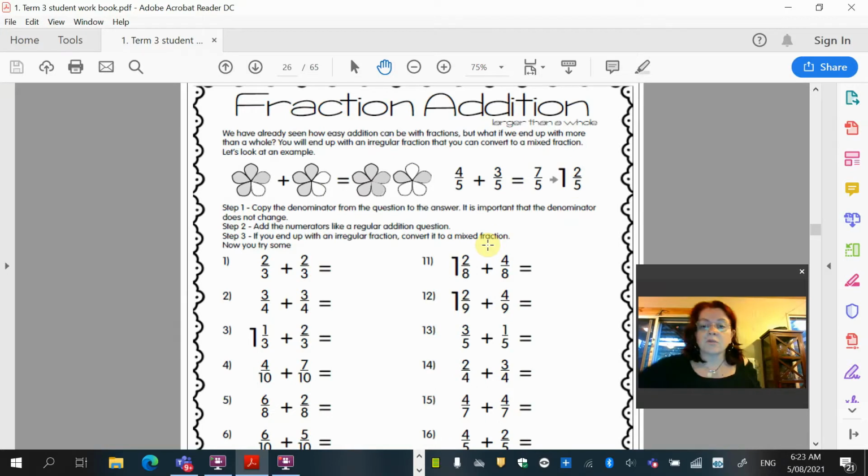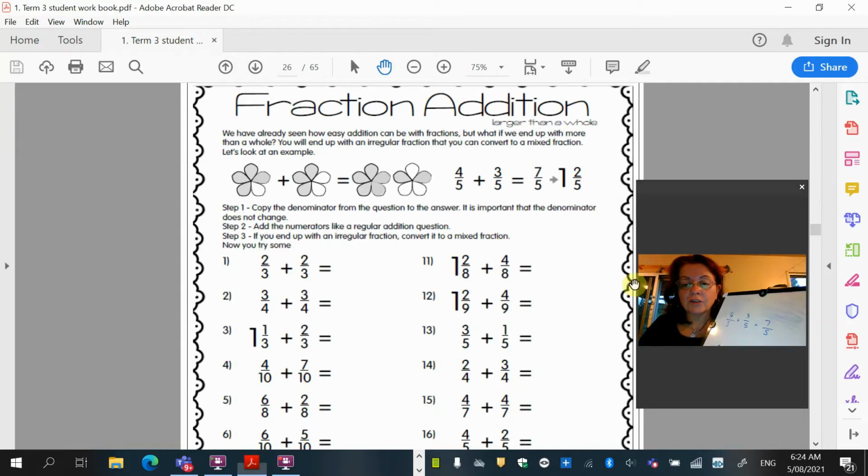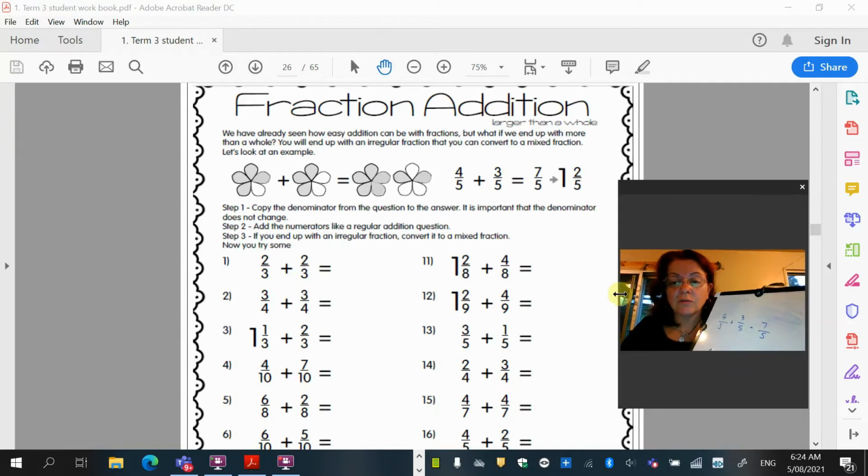So here, for example, they use 4/5 plus 3/5, and of course that equals 7/5. Now when the numerator at the top is larger than the number on the bottom, now we've done this so much in class, that's called an improper fraction. So you've got to turn it into a mixed fraction.